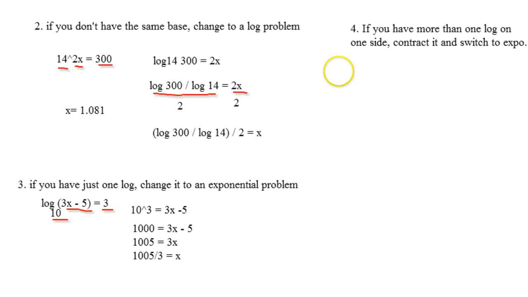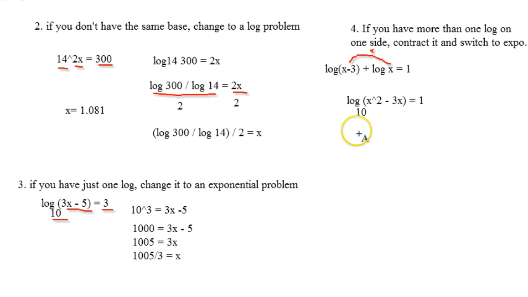Okay. Alright, now if you have more than one log on one side, contract it and switch to exponential. So let's say we have the log of x minus 3 plus the log of x, and this is equal to 1. Okay, so I'm going to contract it by, remember, you're contracting, it's addition, but we are going to be timesing these two. Okay? So I'm going to contract it to be log of parentheses x squared minus 3x parentheses equals 1. Okay, now remember the base is 10.